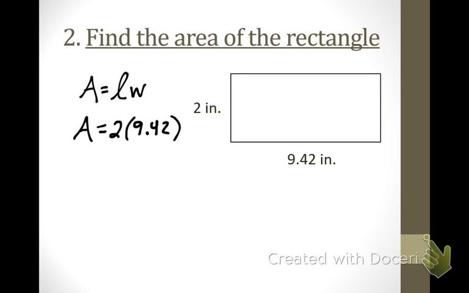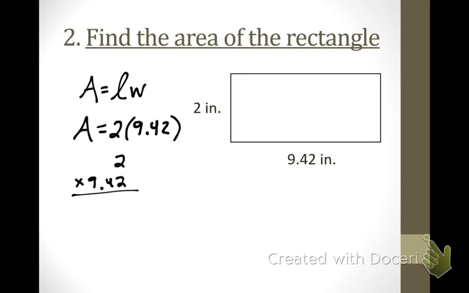Okay. Now, because it's length times width right here, the order doesn't really matter whether you do 9.42 first or the 2 first. Either one would be fine. Because when you're multiplying two numbers together, you're going to get the same answer no matter what order you put it in. So now we're going to go ahead. Now, if you look at this, should I do it like this? 2 times 9.42. No.